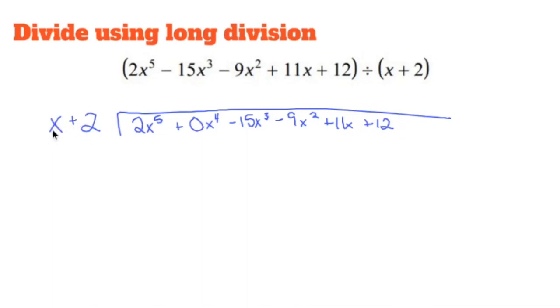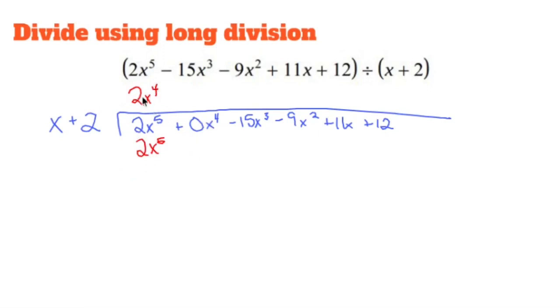You start out with the first part and the first part, and you find out what times x gives me 2x to the fifth. Well, 2x to the fourth times x gives me 2x to the fifth. What I do is I take this guy right here, my quotient, and I multiply it to my factor. 2x to the fourth times x is 2x to the fifth. That will always happen that these guys are exactly the same, otherwise you did it wrong.